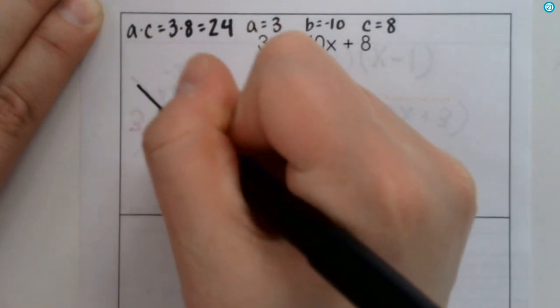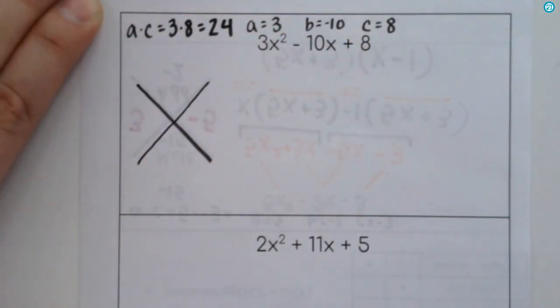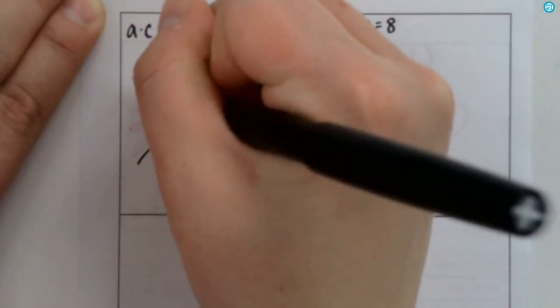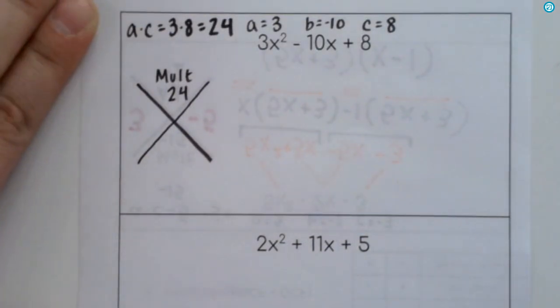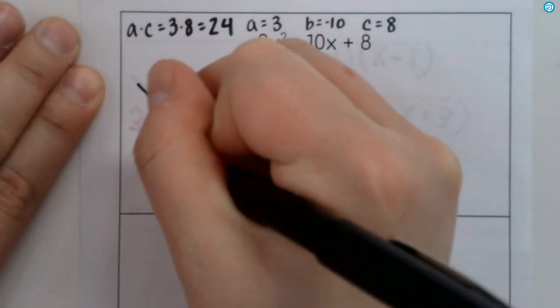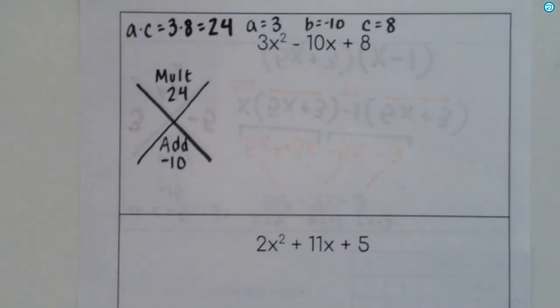So I'm going to make my magic X. I'm going to put in the top of my magic X that I need to be able to multiply to 24. And then in the bottom of my magic X, I need to add to negative 10 because that's my B value. So add to negative 10. Okay, numbers that multiply together to be 24 and add together to be negative 10.